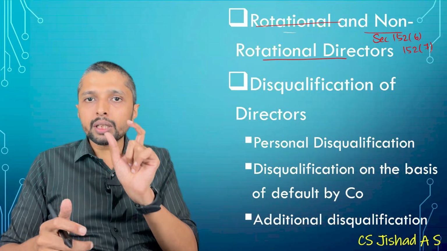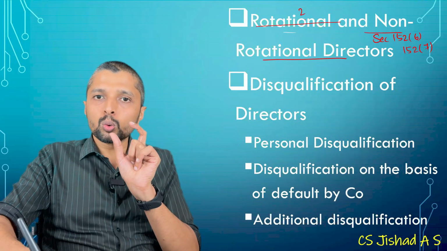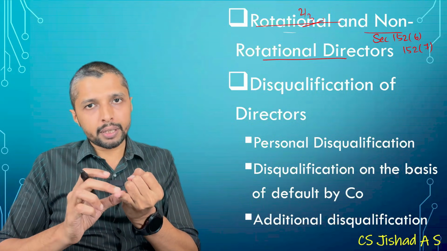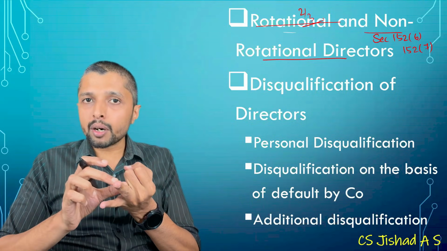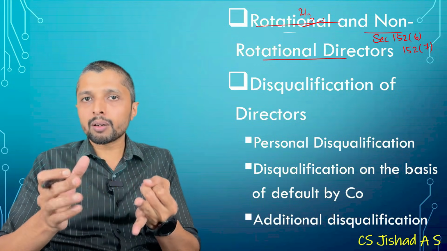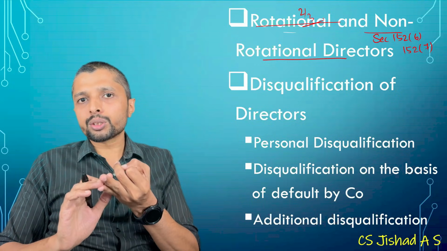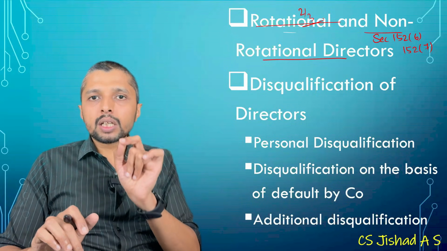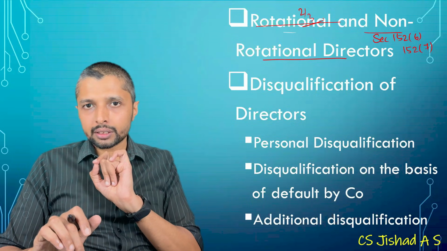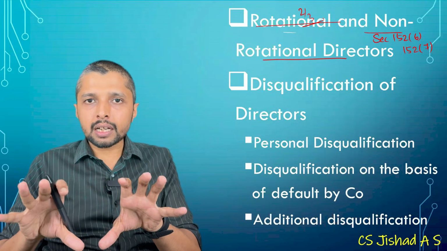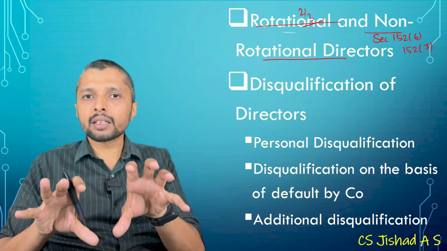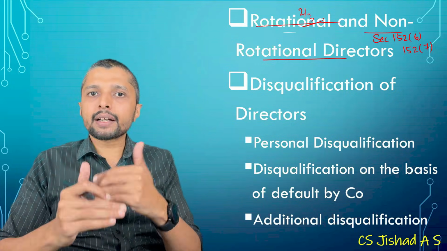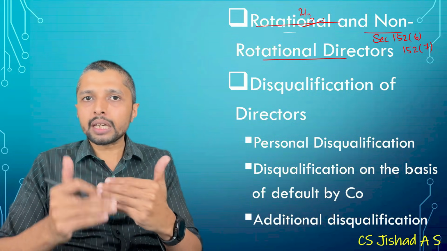A minimum of 2/3 to be rotational, of the total directors. Total directors excludes independent directors and directors who are appointed by any statutory bodies or financial institutions formed under a special act of Parliament. Then a maximum of 1/3 can be non-rotational directors. So suppose if 9 directors are there, 2/3 minimum means 6 directors to be rotational. Out of these 6, 1/3, that is 2 directors, will be rotating at each and every AGM.